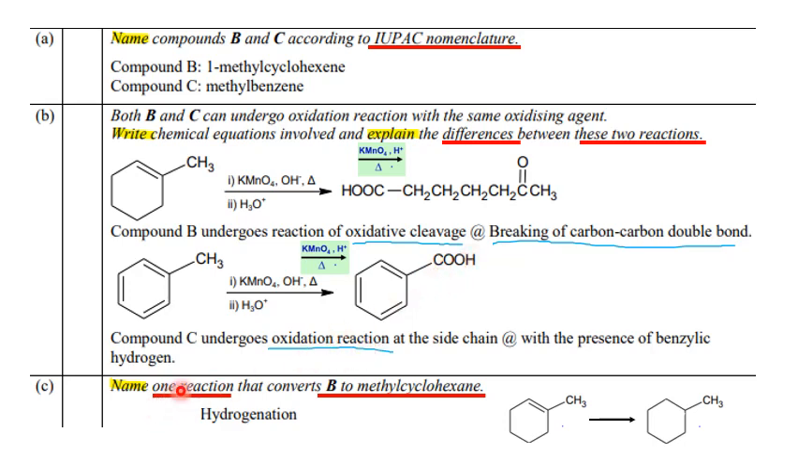Next: name one reaction that converts B to methylcyclohexane. So this is B, and it becomes this. Automatically we would say this is halogenation. Is it? Sorry, not halogenation. It's hydrogenation because H2 is added. Why can't we write electrophilic addition? Because electrophilic addition is a type of reaction, but here the question is name one reaction, not asking about the type of reaction. So it's hydrogenation.